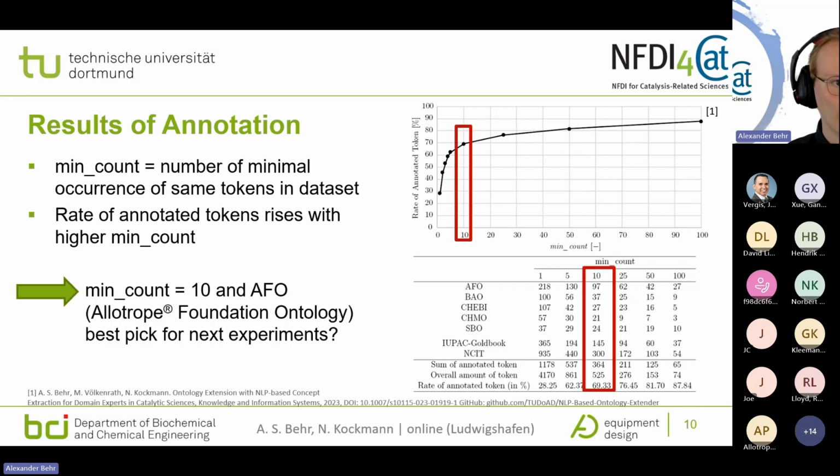So with this, we asked, okay, where would be the optimum? And we deemed that this would be at 10%, because we have a quite good trade-off between the amount of tokens that are annotated and the rate of the annotation of the tokens, as you might see here. And then we also saw that at this min count, the Allotrope Foundation Ontology is an ontology that is not only semantically quite sophisticated, but also contains many of the tokens that we extracted out of the text. So maybe this would be the best pick for our next experiments, where we try to extend this ontology based on information that we obtain from scientific publications.